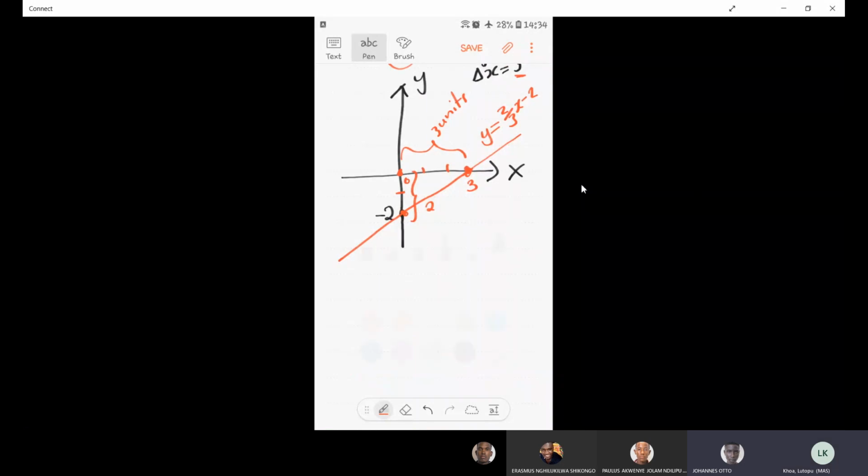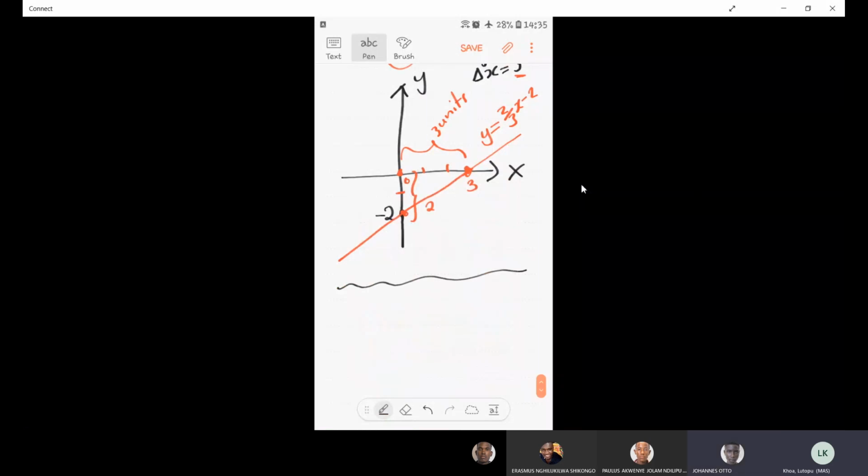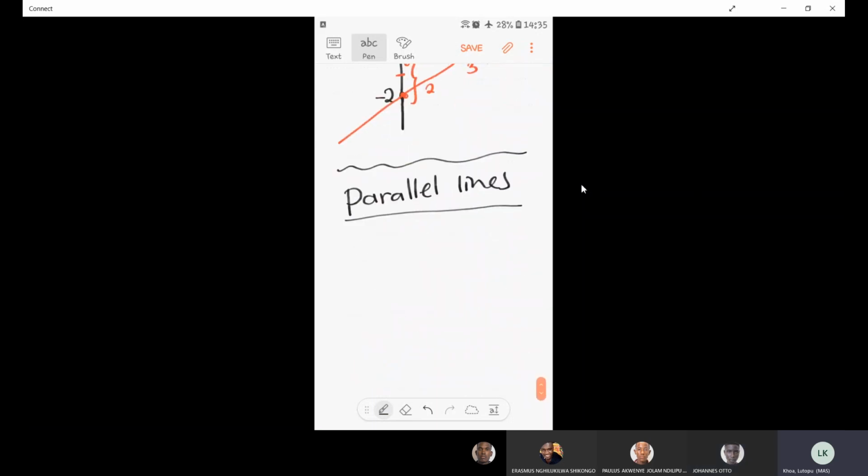Okay, if not, then we look at parallel lines. Now we say that two lines are parallel. I have line 1 and line 2. These two lines are parallel if the gradient of the first line is equal to the gradient of the second line. So two lines that have the same gradient, these are parallel.